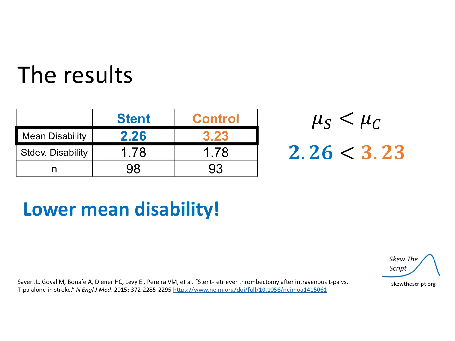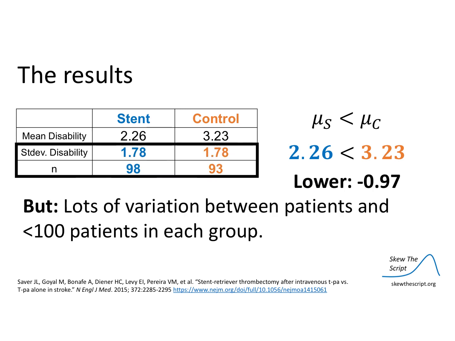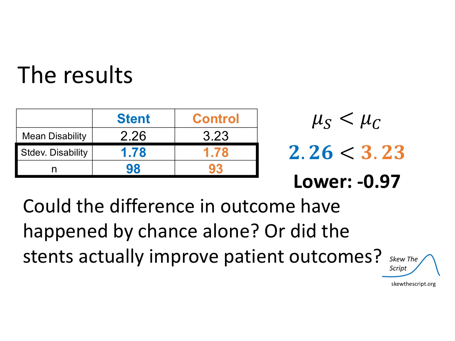You will see that the stent actually does have a lower mean disability score than the control. 2.26 is less than 3.23. There's a difference of about 0.97 to the left, and that's where that negative comes in. So that's almost a full point. But there's a lot of variation between patients, and we can note that there's less than 100 patients in each group. That's greater than our 30 for central limit theorem, but it is worth noting. So we want to ask ourselves, could the difference in outcome have happened by chance alone, or did the stents actually improve patient outcomes?